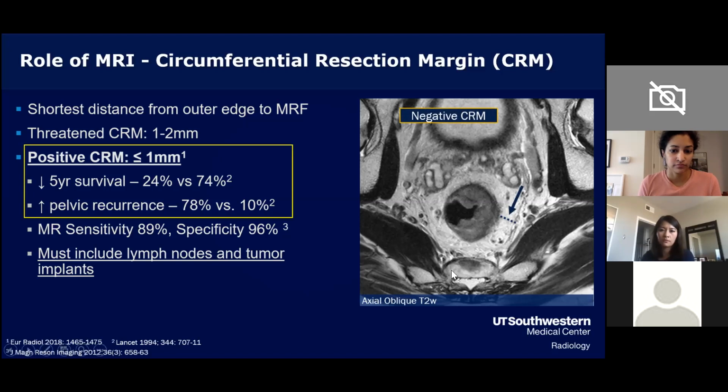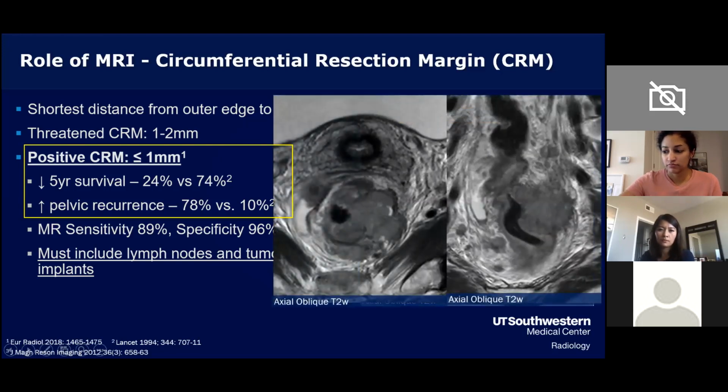So here's the case where this is greater than 2 millimeters, so this is a negative CRM. In contrast, here's a patient where if you were to draw where the mesorectal fascia is, the tumor is sitting right on it, and so this is a positive CRM.